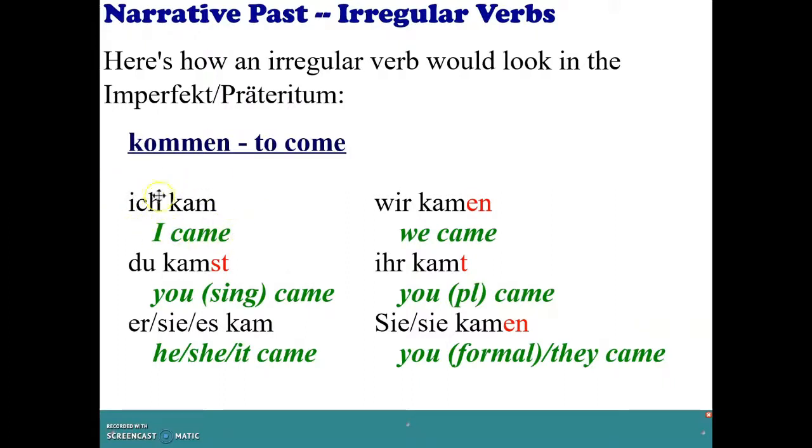So important again to note and remember that ich and er, sie, es take no endings at all. So when you look these up on Leo and it's ich or er, sie, es, you are done. You just insert it into your sentence and no additional endings required.